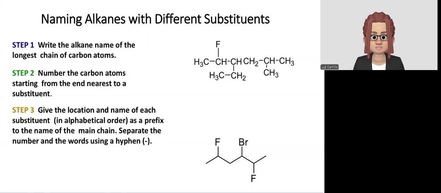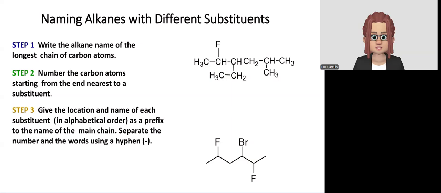In this video, we are going to continue naming the structures of alkanes. Now we're going to proceed to name alkanes with different substituents. When it comes to alkanes with different substituents, you can see on the left side of the slide what the rules are. First, we're going to find the longest carbon chain and we're going to assign its alkane name.